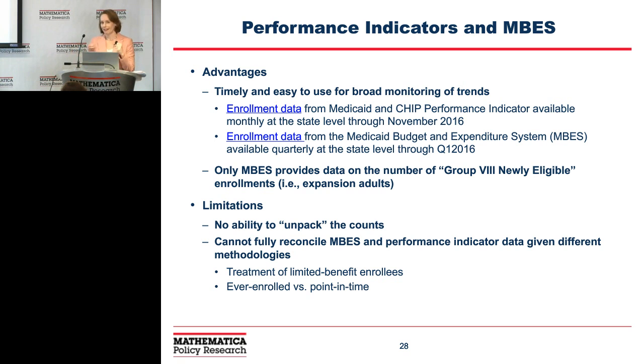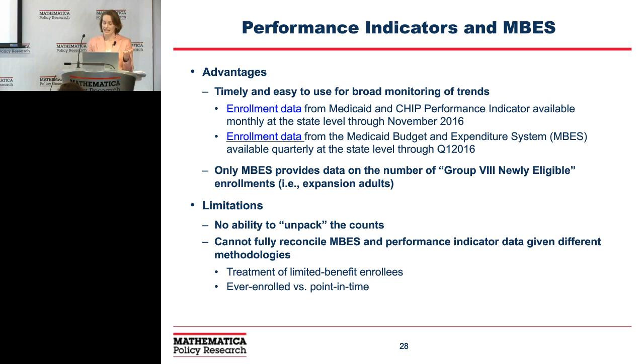So as researchers, we really like to unpack it, and you can't unpack these. It's also difficult because you can't fully reconcile these two with each other. So if you're trying to do that, don't worry about it too much. It's not really possible. There's very good detailed methodology notes on both pages on the Medicaid.gov site, but really it comes down to they treat limited benefit enrollees differently, and it's a difference in kind of the ever enrolled versus a point-in-time count of enrollment. So they just won't ever quite match.